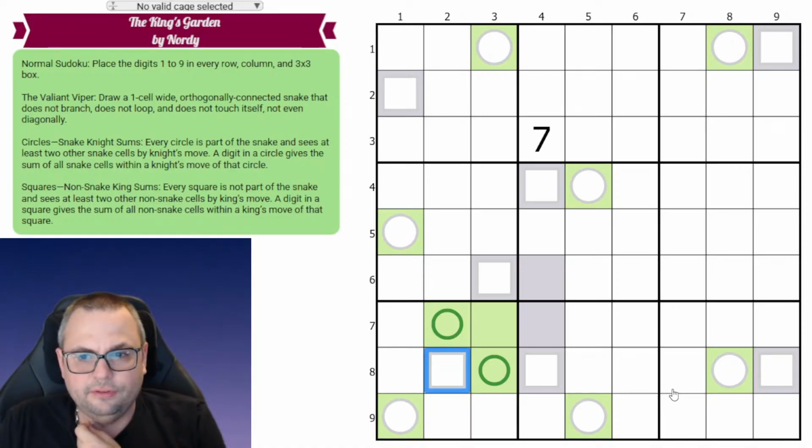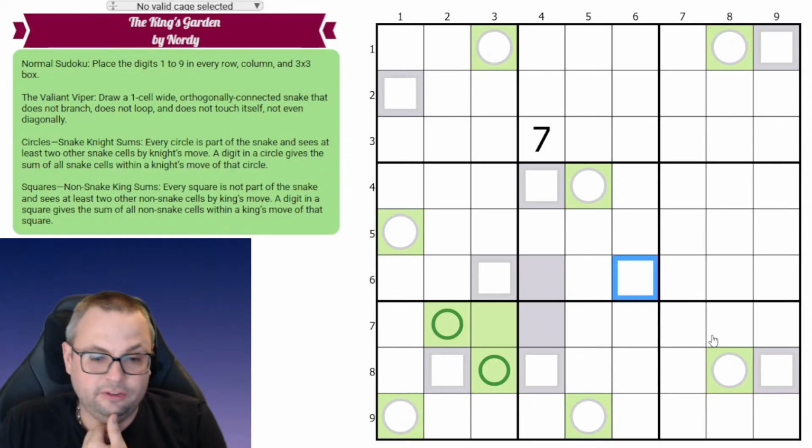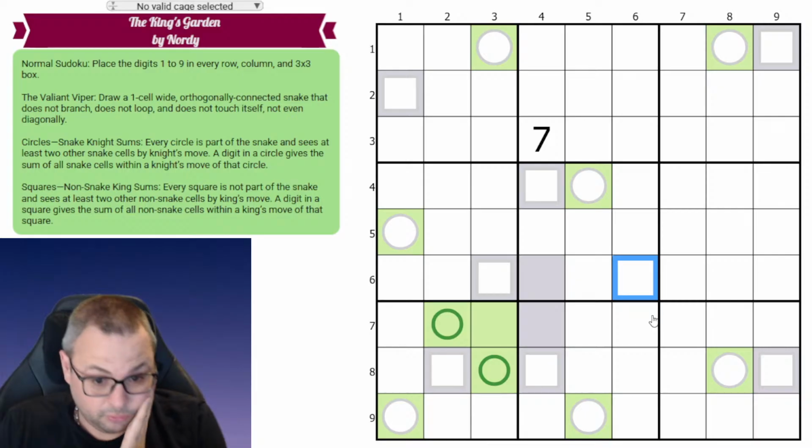Okay, and this square sees at least two other non-snake cells by king's move. An additional square is sum of all non-snake cells within a king's move of that square.